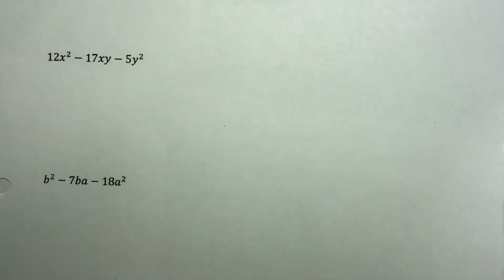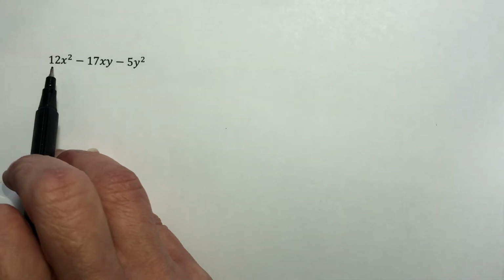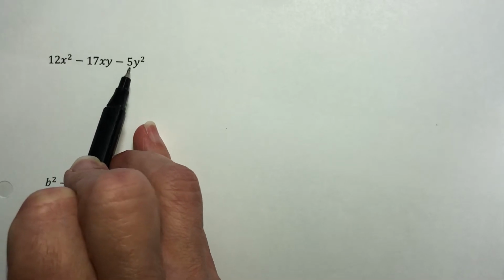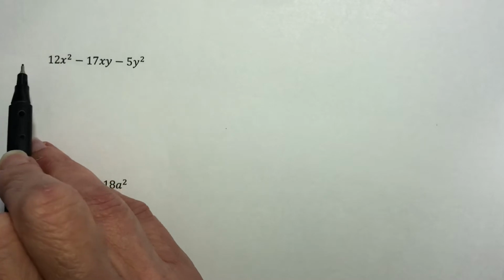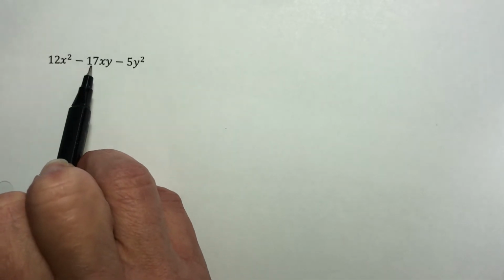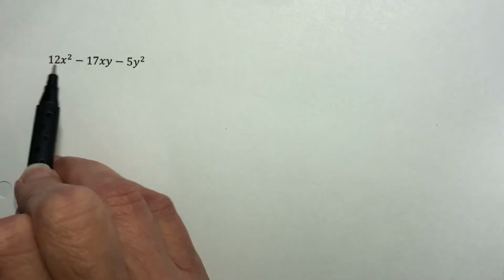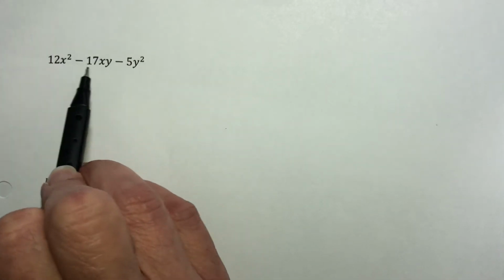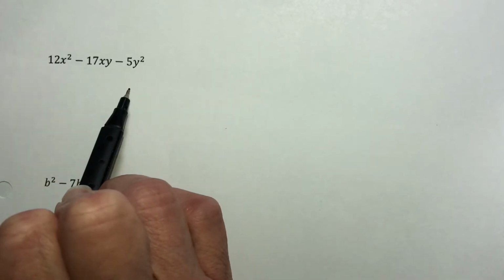This is part 2 of section 6.4. We are just practicing factoring. I want to factor 12x squared minus 17xy minus 5y squared. The first thing I look for is a GCF. 17 is prime, so is 5, so nothing's coming out of this. There's not the same variable in all three terms, so there's no GCF.